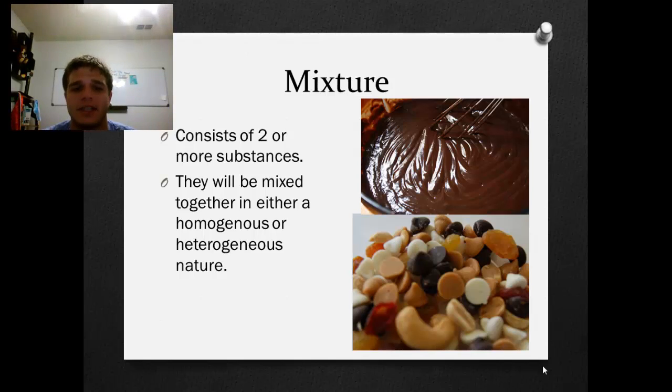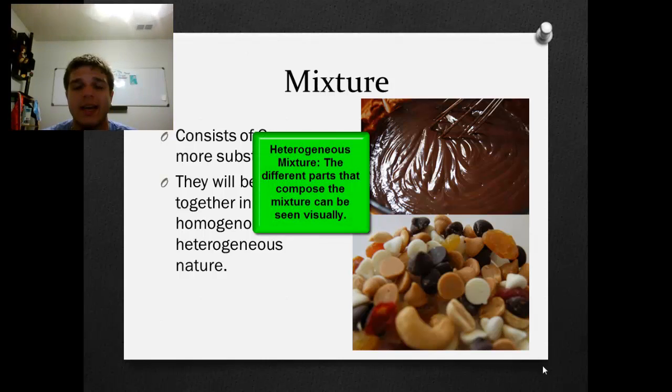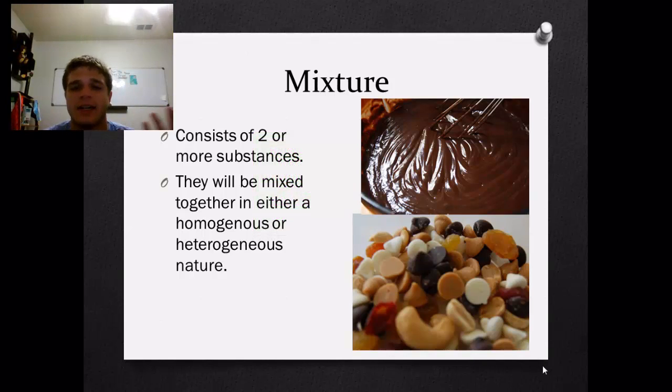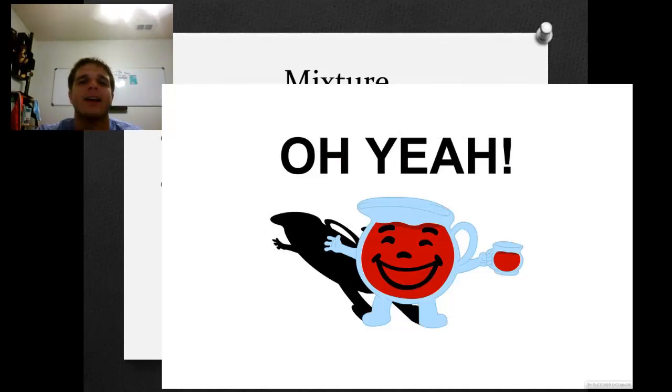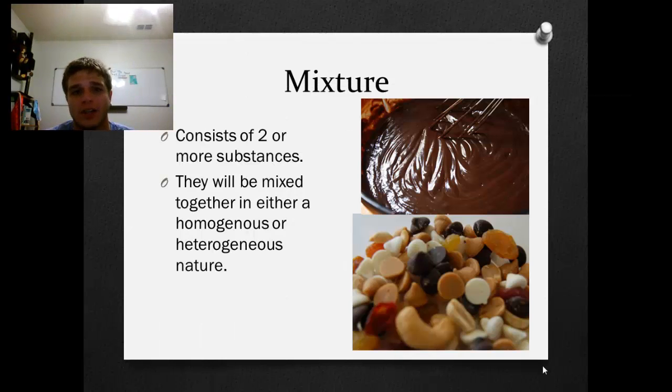Now, in a heterogeneous mixture, you can see the different pieces. So in our trail mix, you can see there's chocolate chips, butterscotch chips, white chocolate chips, peanuts, all that other kind of stuff in that trail mix. But in the brownie batter, you can't see the eggs and powder that went into making it. Does that make sense? So think about Kool-Aid. Kool-Aid is another example of a mixture. The Kool-Aid is actually a homogeneous mixture, unless you let it sit there for too long. In that case, the sugar dissipates and gets down at the bottom, and then you actually can notice it. But in a homogeneous mixture, you can't see the difference. It all looks as one.